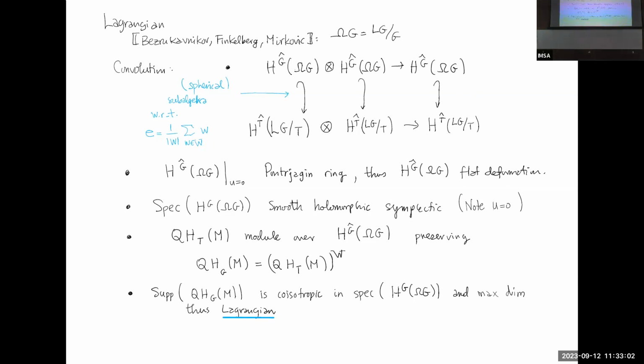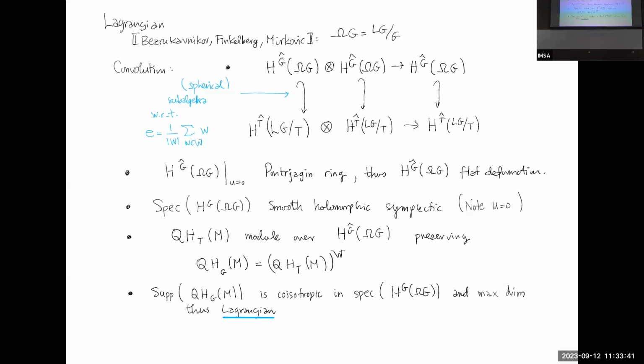So you're again taking the Weyl invariants of the quantum equivariant homology with respect to T. You take the Weyl invariants, that gives you the equivariant homology with respect to G, and it's not that difficult to see the support. So you can see the quantum homology now as a sheaf on the spectrum of H^G(ΩG), and the support is actually isotropic and of maximum dimension, and therefore it's Lagrangian.